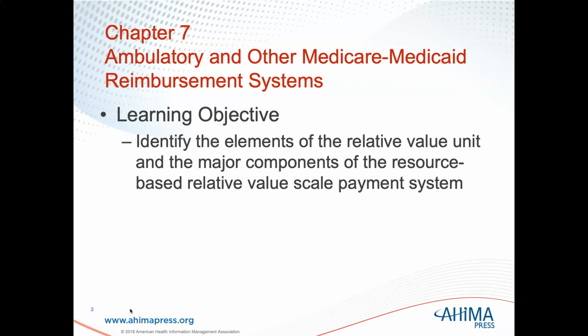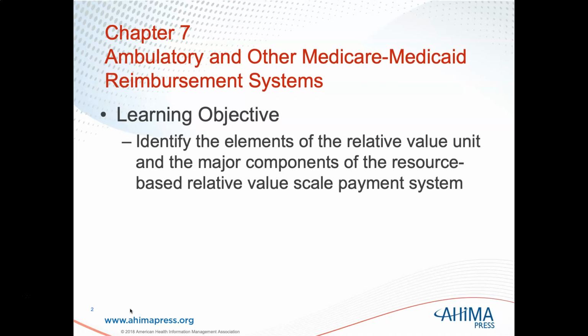They're going to start us out here with our learning objectives, and these learning objectives are really going to follow us through the entire chapter, where we describe the major types of Medicare and Medicaid reimbursement systems for ambulatory services, explain common models and policies of payment for Medicare and Medicaid healthcare payment systems for physicians in outpatient settings, identify the elements of the relative value unit and the major components of the resource-based relative value scale payment system, which is what this video will be specifically focusing on.